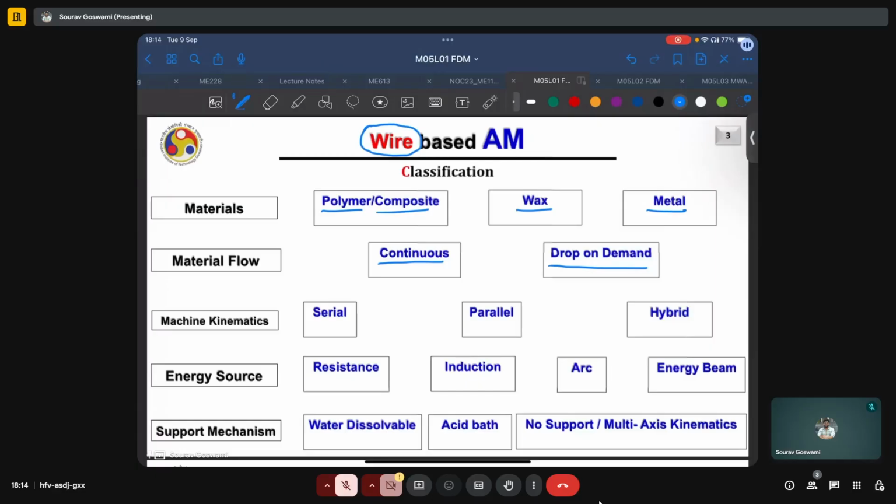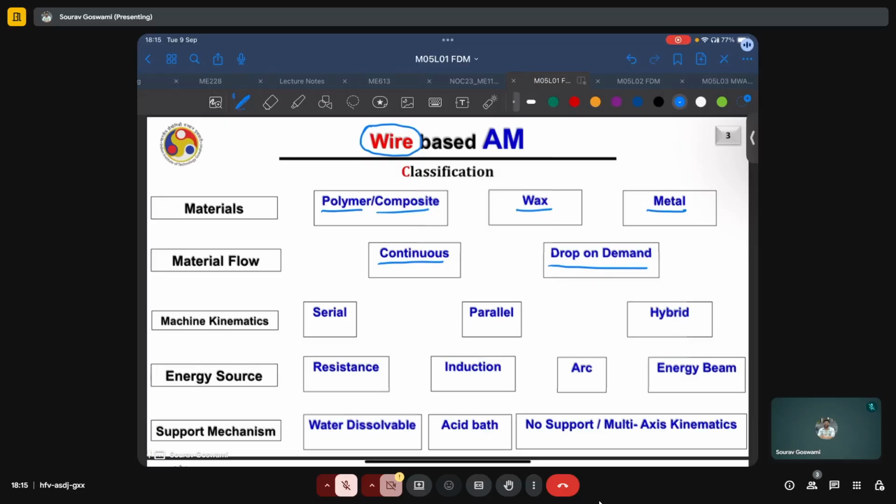The machine kinematics can be serial, where say all the links are linked to each other sequentially and the end effector is linked to only one such link, or parallel, where the end effector is linked to multiple links, all of which can move independently. Or typically it can be a hybrid kinematics, which has elements of both serial and parallel type kinematics.